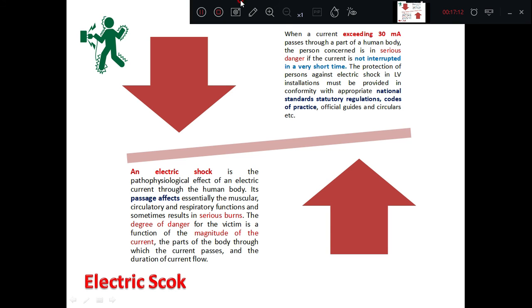When a current exceeding 30 milliamperes passes through a part of the human body, the person concerned is in serious danger. Therefore, you have to protect against electrical shock. If the current is not interrupted immediately, in a short time, then there is a serious problem for human beings. Therefore, you have to make the devices in accordance with national standards, statutory regulations as well as codes and practices.